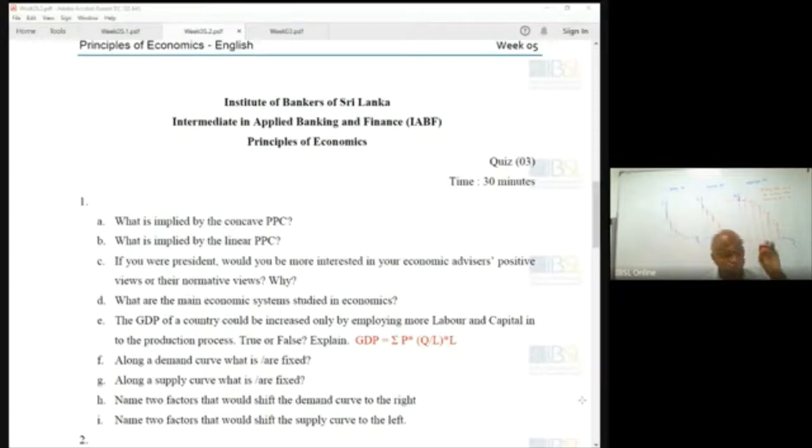So what are positive views? A positive view means if you do this, this will be the result. If you do that, that will be the result. Cause and effect. But normative views are cause and effect plus some judgments and opinions based on your knowledge. You give some value judgments also, personal value judgments.